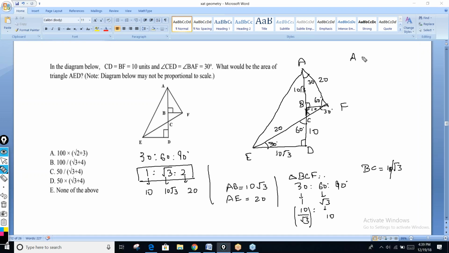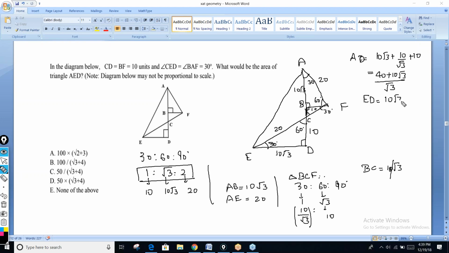So what is the length of AD? The length of AD is 10 root 3 plus 10 upon root 3 plus 10. So all the three figures: that is 30, 30 plus 10, 40, 40 plus 10 root 3 upon root 3 is the length of AD. And we have the length of ED, which is 10 root 3.